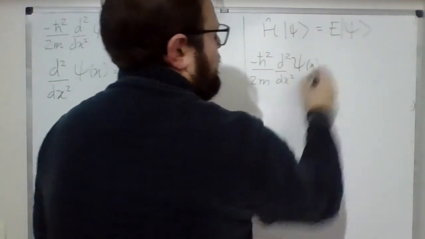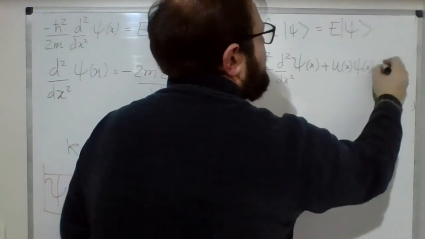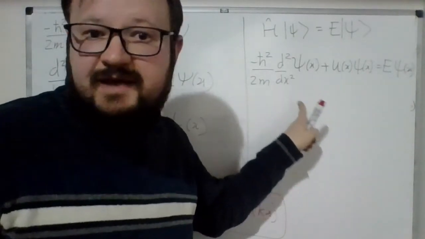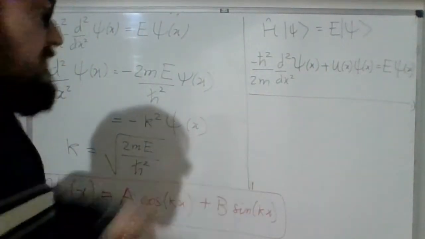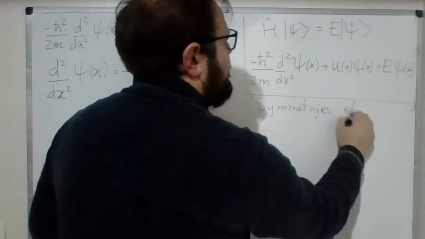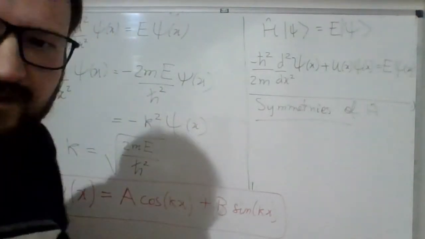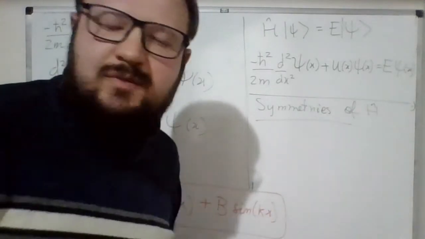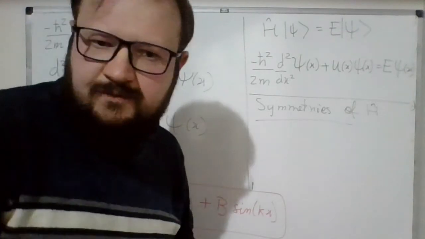So in this case, you have this thing here plus u of x psi of x is equal to the energy psi of x. So this part of the operator, the kinetic energy, is even. So let us just consider a little bit of the symmetries of the problem. Symmetries of the Hamiltonian in this particular case here. So the symmetries of the Hamiltonian form a group, which is called the group of the Hamiltonian, which is a set of transformations you can apply to the Hamiltonian and put the Hamiltonian in the same way.